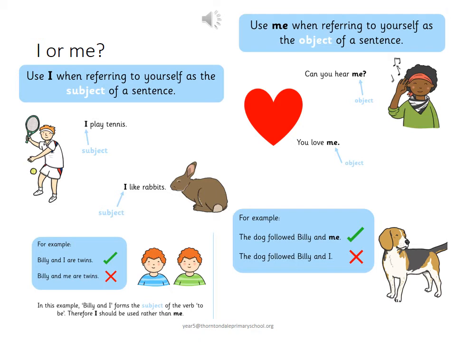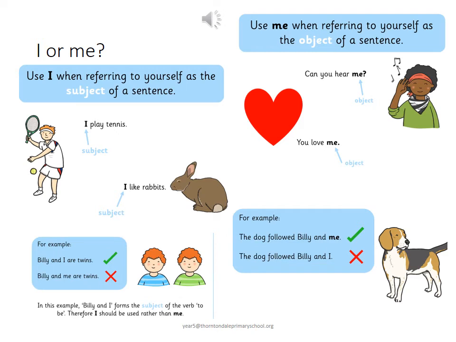But you use me when you're referring to yourself as the object of the sentence. So when you're not doing the verb, when you are on the receiving end of a verb usually, so you're not actually doing it. So for example, can you hear me? So you're talking, so the other person is doing the hearing and you're asking them a question. So there's some examples here.